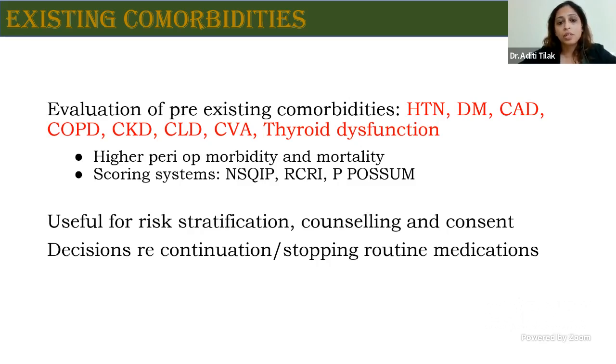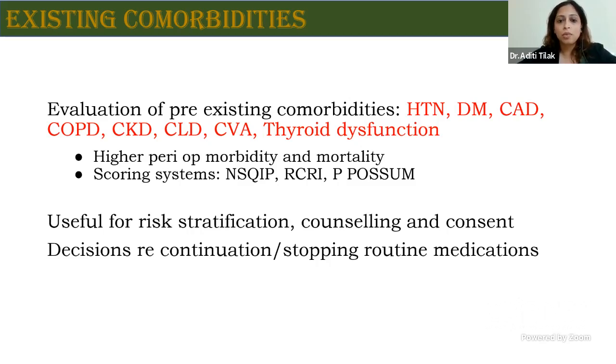And also, we can explain to the patient and the family about the perioperative risk of morbidity and mortality. It helps us immensely in counseling and taking the appropriate consents from the patient. In a cancer patient, these factors are very, very important because sometimes these may be the only things that you can improve about your patient.